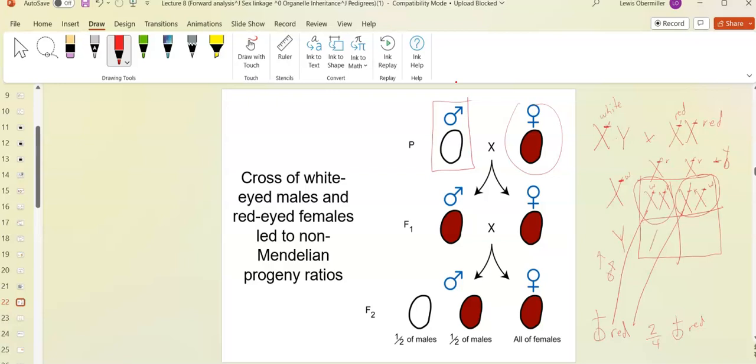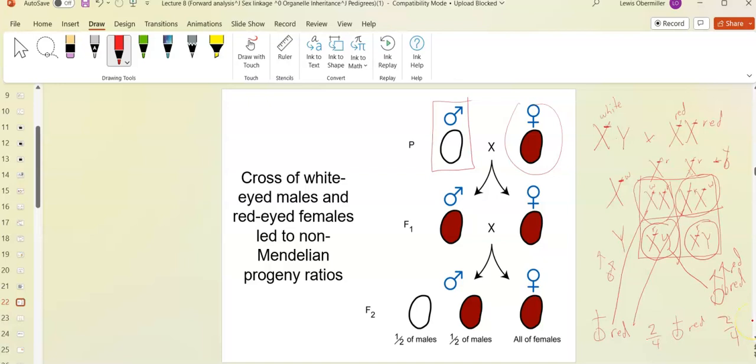And then here we're going to have, this is the red eye. This one is going to be Y. So this is going to be a male with red eyes. And this is from this one here. And then this is the Y. So this is also going to be a male with red eyes. And so we're going to be 2 fourths of these.